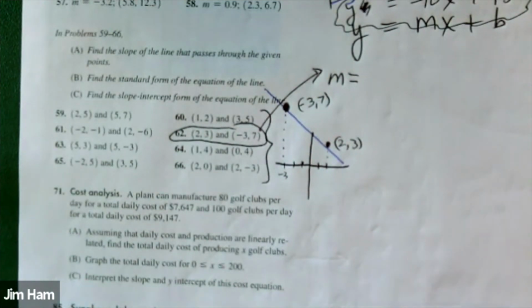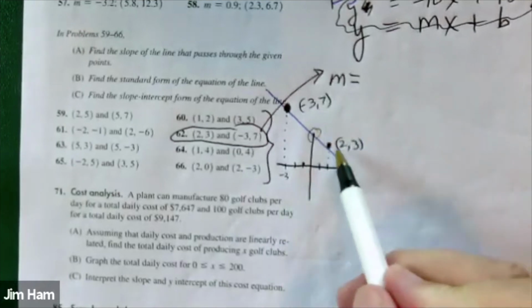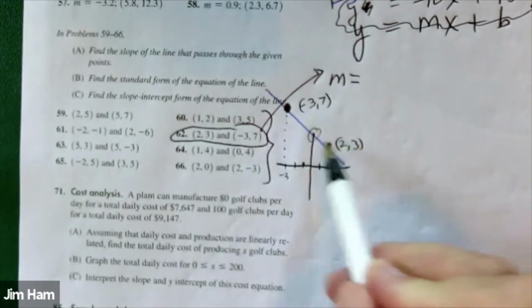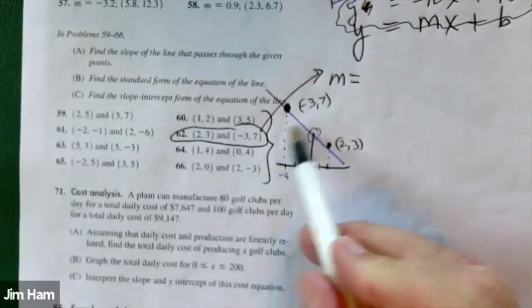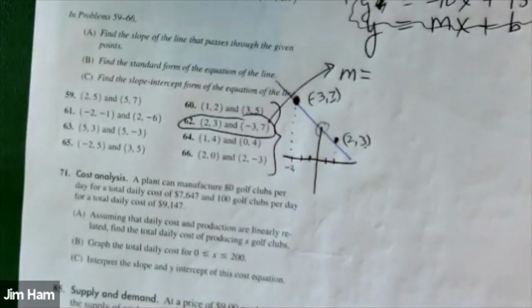Now, a couple of things that you can see from that line is that it's decreasing as it goes from left to right. So therefore, you know the slope is negative. You also know that the y-intercept is about right here, and that number is a little bit higher than 3, but it's lower than 7. So it's somewhere between 3 and 7. Maybe it's 5, or maybe it's 4, or something like that.